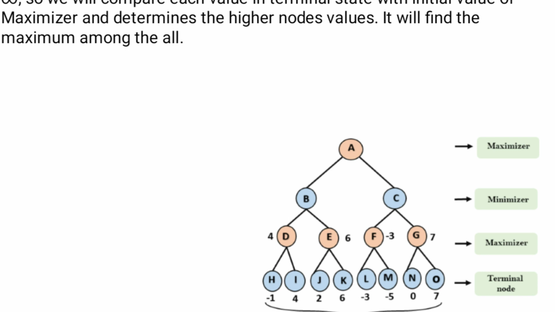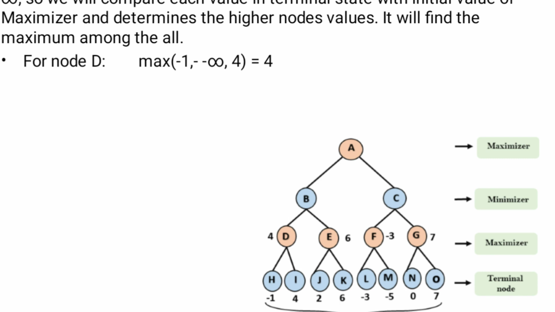The static evaluation value of terminal node H is -1. The static evaluation value of terminal node I is 4. Now compare the static values of these two and the predefined evaluation value of node D, which is minus infinity. So minus infinity, -1 and 4. Out of these three, the max one is 4. So the D evaluation value is 4.